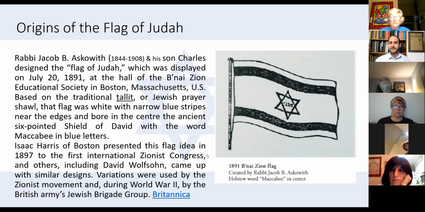As we saw, it looked like there were different reasons for the ways you end up getting to the same flag. So that's why I just want to clarify who made it. Rabbi Jacob Asquith, a rabbi whose ordination was in Europe and who was originally from the city of Kovna. So that's Rabbi J. Asquith, educated in Europe, and he decided to design this flag.